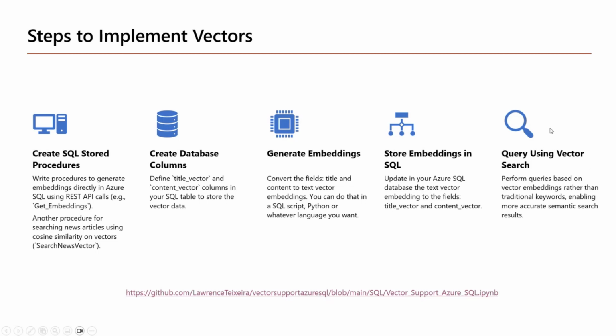And the last one: these first four steps are only needed when you have a lot of fields on the table, and you have to convert everything to vector embeddings. Once you have that, you can query this table and do the search. I will show you a little bit.